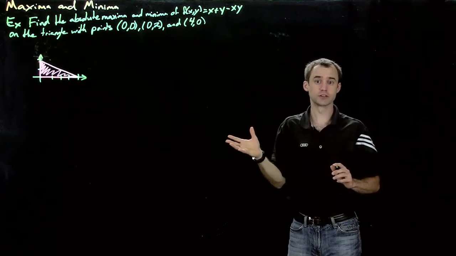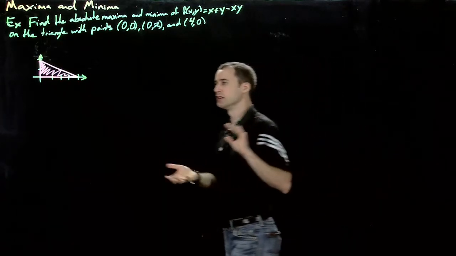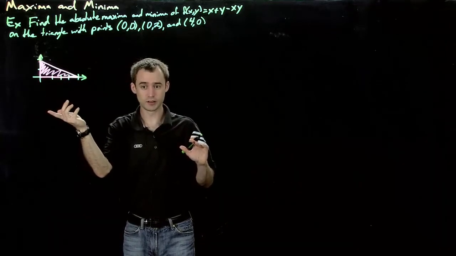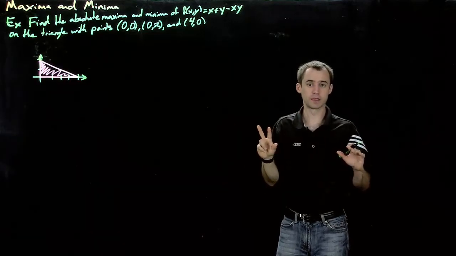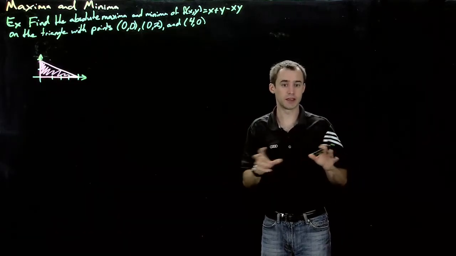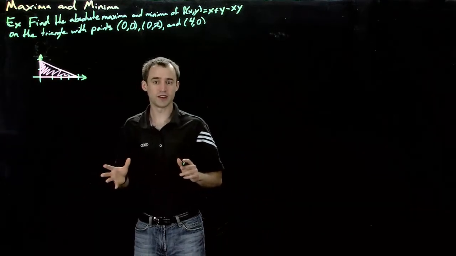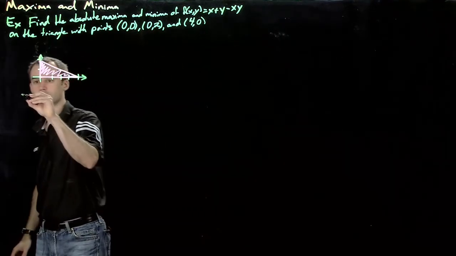Oftentimes it's helpful to actually draw the domain so we make sure that all the points that we find are actually in the domain, and second, it can be helpful for finding the boundary and defining how the function behaves on the boundary. So the first step was to find the interior critical points. So let's do that.